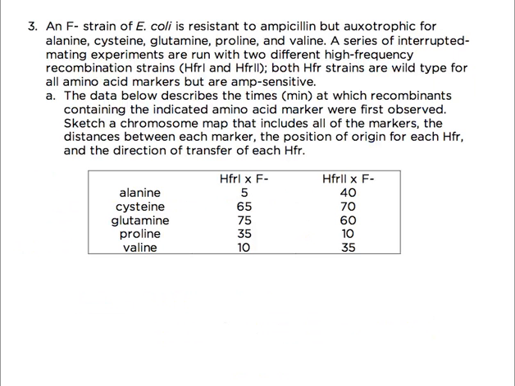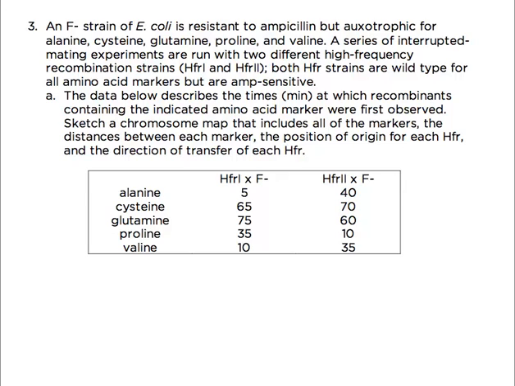Question 3. An F- strain of E. coli is resistant to ampicillin but auxotrophic for alanine, cysteine, glutamine, proline, and valine. A series of interrupted mating experiments are run with 2 different high-frequency recombination strains, HFR1 and HFR2. Both HFR strains are wild-type for all amino acid markers, but are ampicillin sensitive. The data below describes the time in minutes at which recombinants containing the indicated amino acid marker were first observed. Sketch a chromosome map that includes all of the markers, the distances between each marker, the position of origin for each HFR, and the direction of transfer of each HFR.